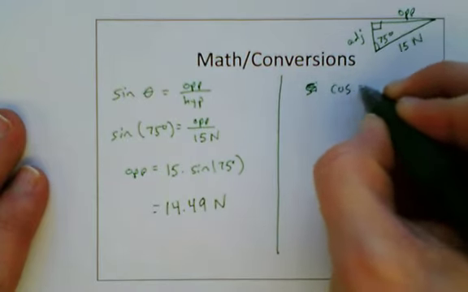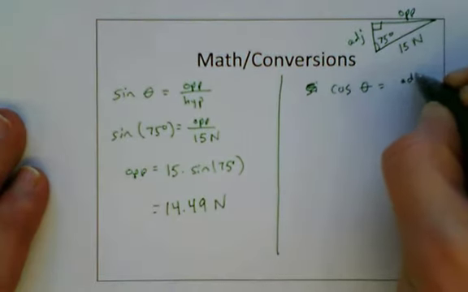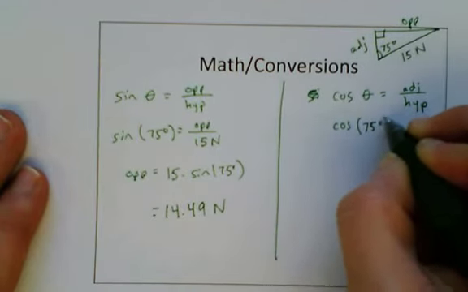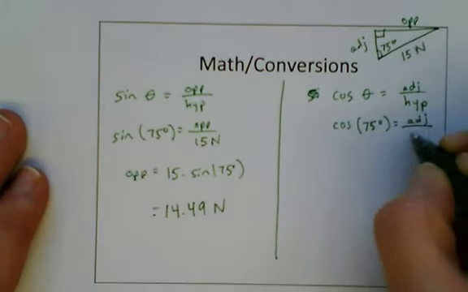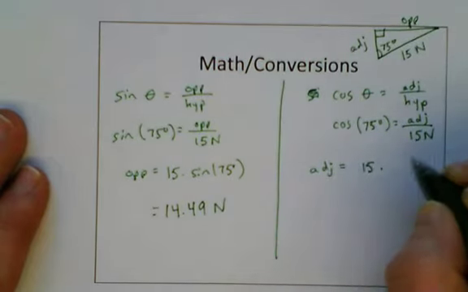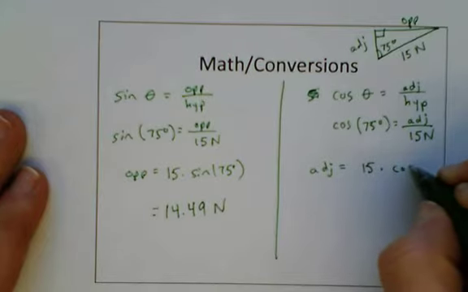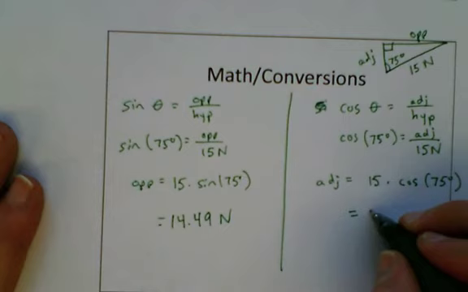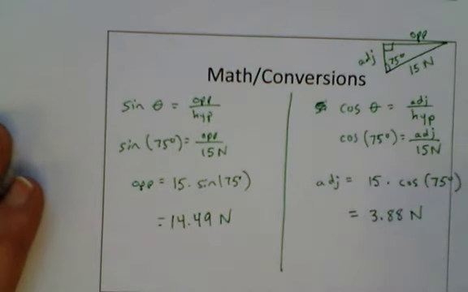On this side, I'm going to use cosine, adjacent over hypotenuse. Our angle is 75 degrees, adjacent is unknown, and hypotenuse is 15 newtons. So adjacent equals 15 times cosine of 75 degrees. And that comes out to 3.88 newtons.